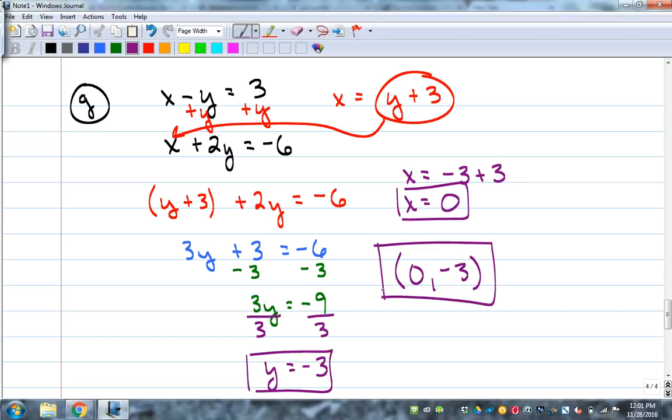And if we try that in the original problems here, 0 minus negative 3 is 3. 0 plus 2 times negative 3, that is negative 6. So that is the correct answer. It works in both of the original problems. So you can always check to make sure it's working there.